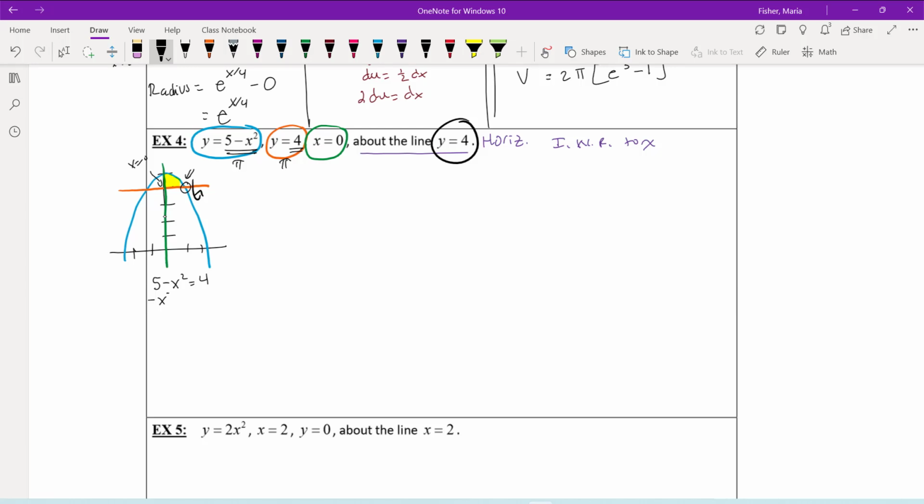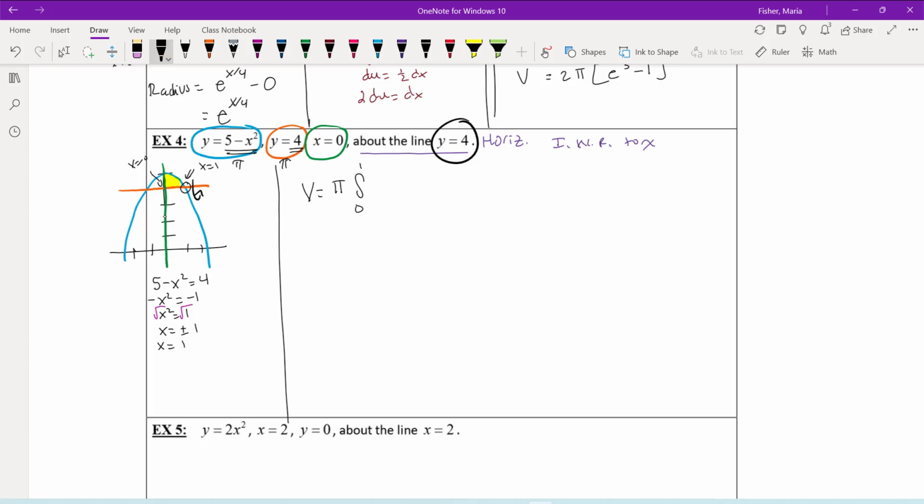Subtract both sides by 5 and I have negative x squared is equal to negative 1. Divide by negative 1 and you get x squared is equal to positive 1. Taking the square root of both sides to solve this, and you get x is equal to plus or minus 1. Since we're looking at the right hand side, we know that we're looking at x equal 1. So this is where x is equal to 1. We have our limits of integration. Our volume is equal to pi times the integral from 0 to 1.